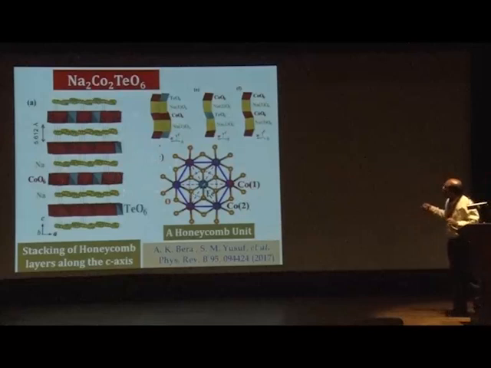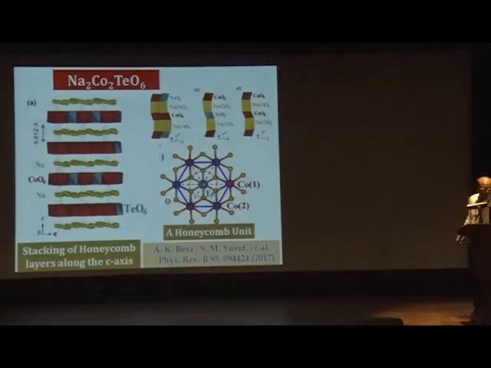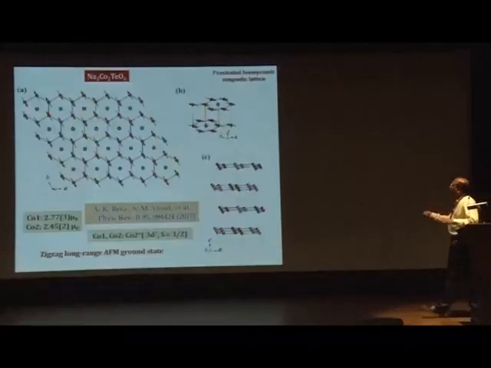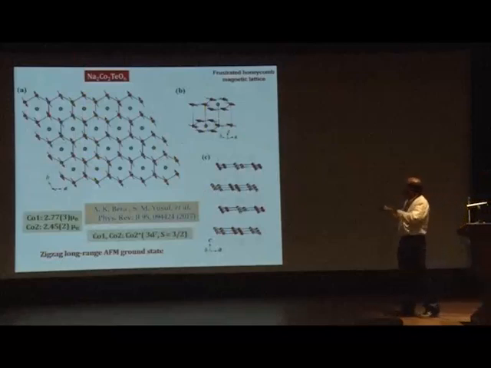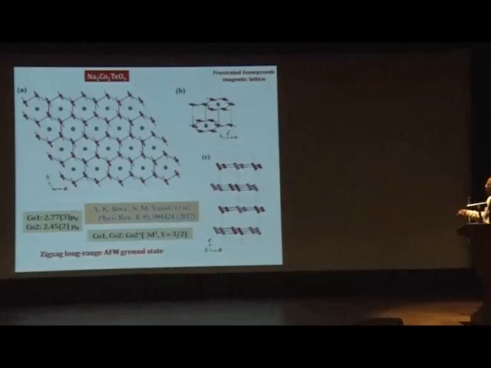This cobalt forms this kind of honeycomb unit, and there are two inequivalent crystallographic sites for the cobalts to occupy, cobalt 1 and cobalt 2. In this honeycomb structure, I will be talking about what magnetism is there. This is the magnetic structure in the plane, this kind of beautiful structure, and there are two cobalt sites. Ordered moments are quoted here. This is the antiferromagnetic ground state, a zigzag antiferromagnetic ground state with two cobalts.